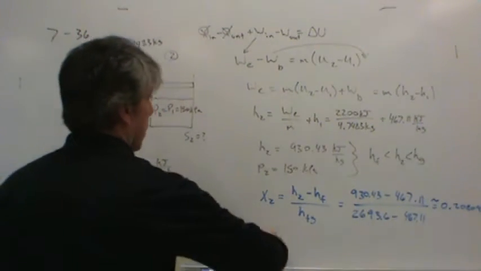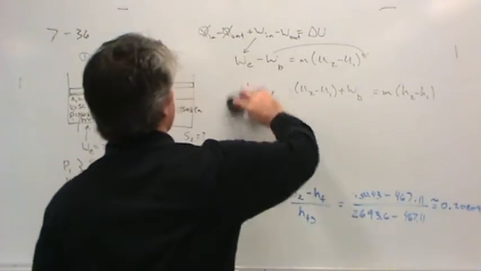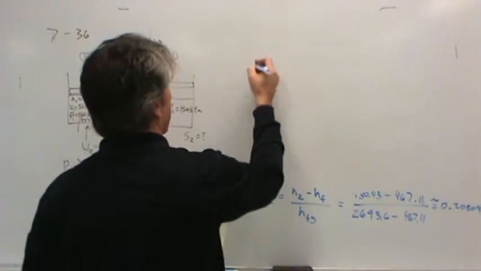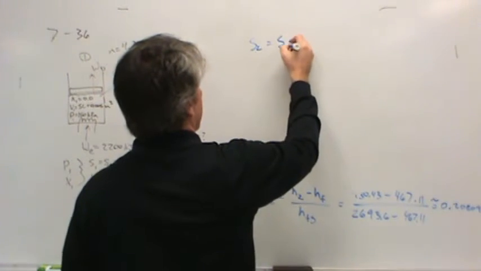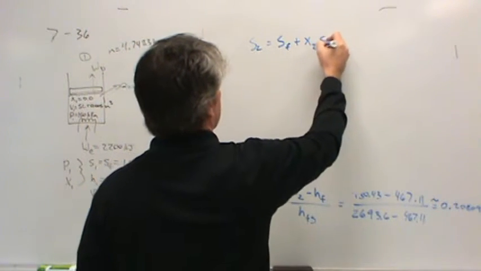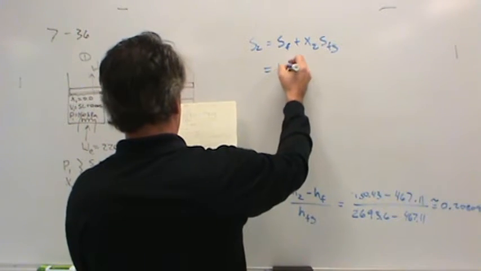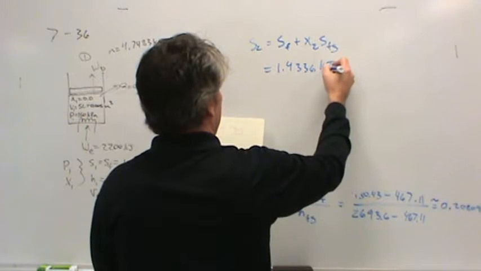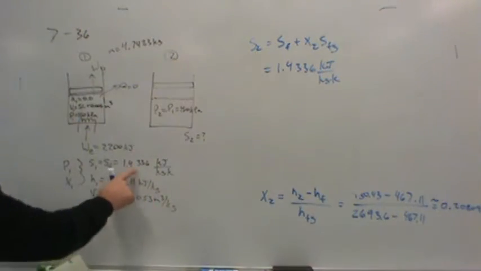Okay? So let me erase this. We don't need it anymore, really. All we really needed to do was find the quality in state 2. And now we can calculate the specific entropy in state 2. It would just be SF plus X2 SFG. Okay, so that is 1.4336 kilojoules per kilogram per Kelvin. Remember, we looked that up before.